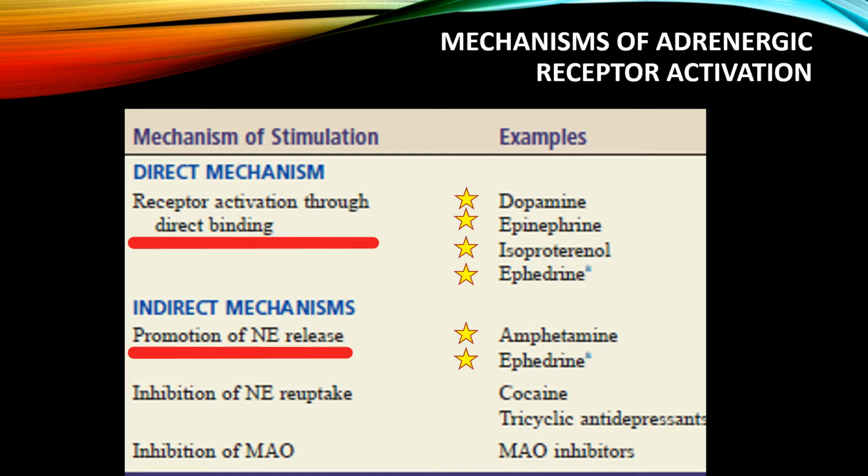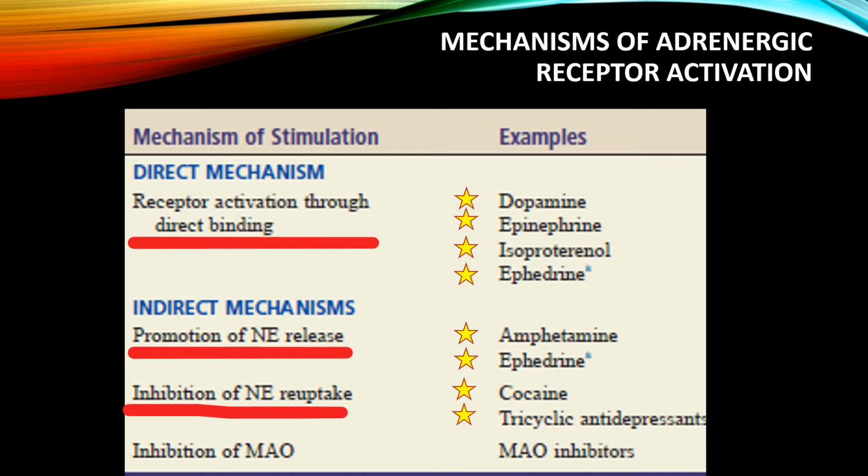Second indirect mechanism would be the inhibition of the norepinephrine reuptake. By blocking the norepinephrine reuptake, drugs can cause norepinephrine to accumulate within the synaptic gap and can thereby increase receptor activation. Agents that act by this mechanism include cocaine and the tricyclic antidepressants.